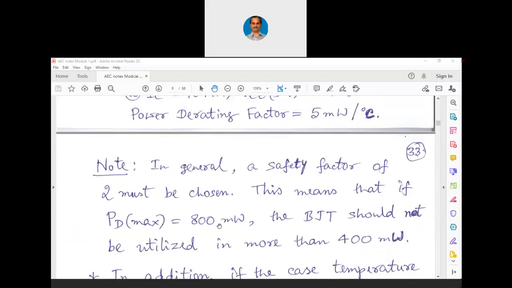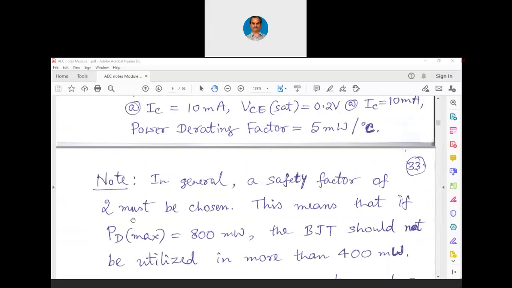So, in general, a safety factor of 2 must be chosen. This means that if the PD max is 800 milliwatt, the BJT should not be utilized at more than 400 milliwatt. This is a thumb rule. The thumb rule says that any device is rated for maximum power, but we should normally use it for only half of its power. We should not use it for its maximum power, because at that time also we are going to reduce its life.